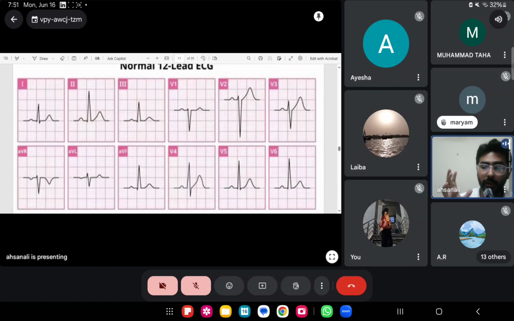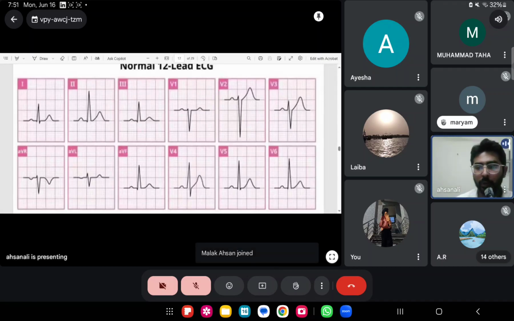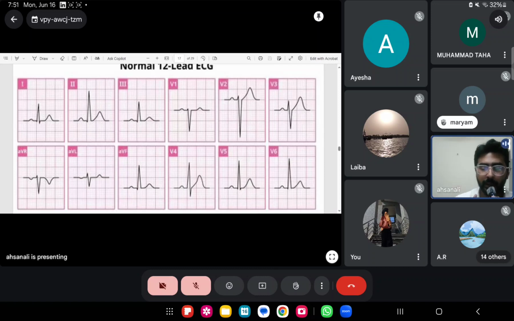Either whoever did the ECG has placed the leads wrongly, or second, the patient can have dextrocardia. So the first point: in a normal ECG, aVR is going to be negative. If it is positive, then that is going to be a limb lead reversal, or the patient can have dextrocardia.